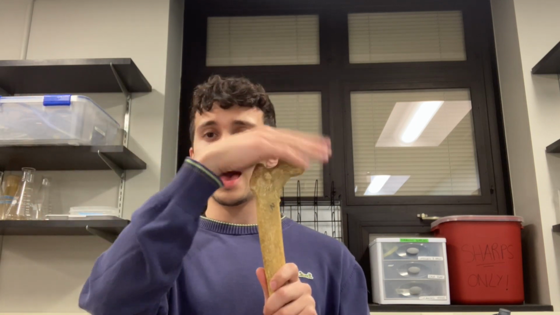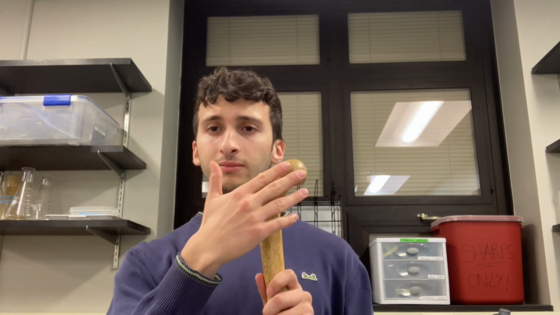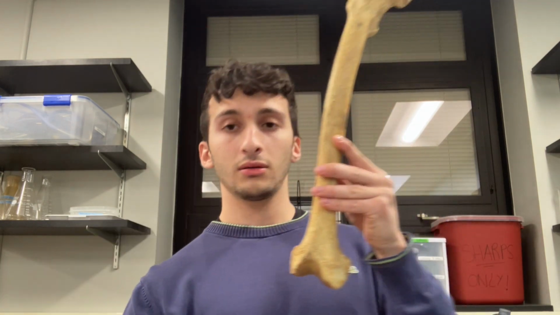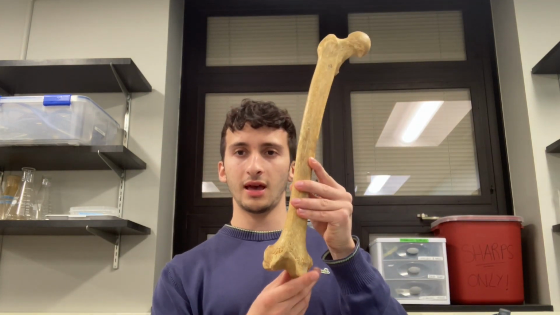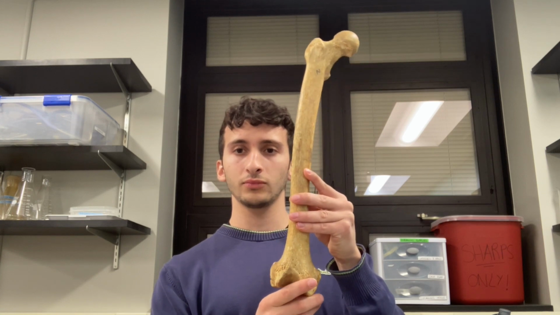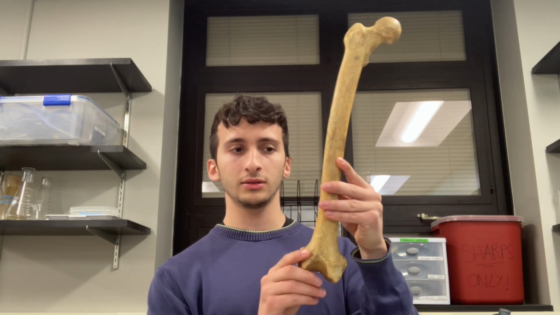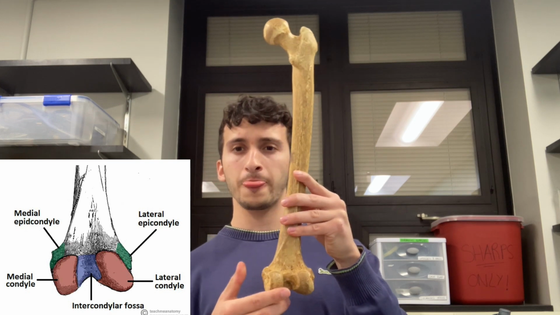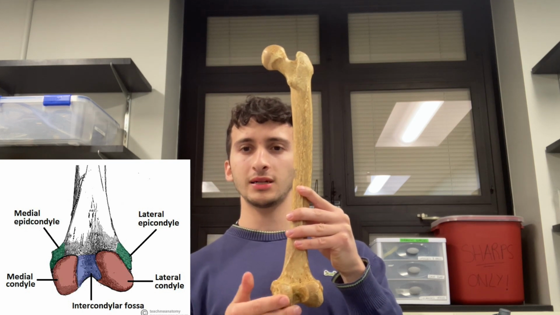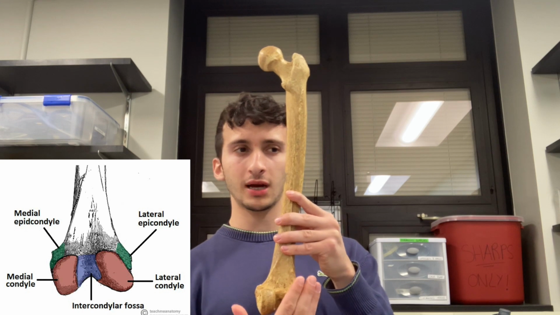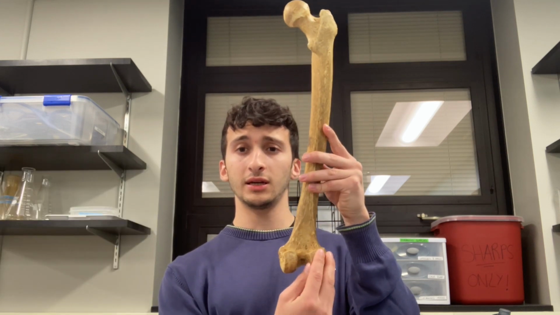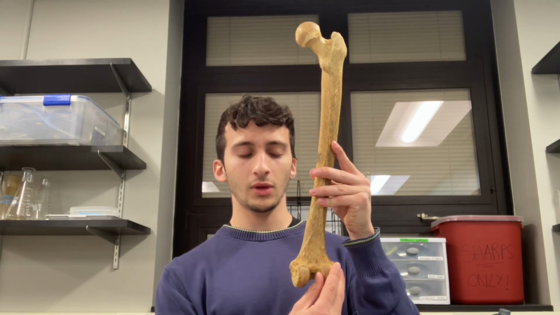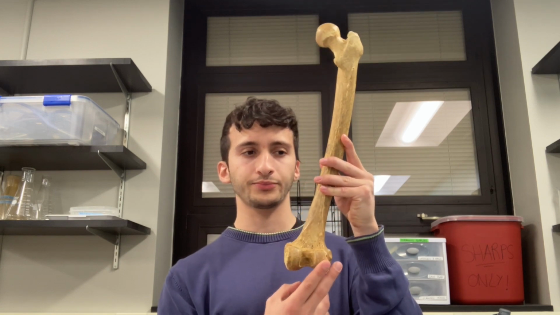You should know that the head always points medially. It's going medially into the acetabulum. That makes it easy because you know that this then is the medial condyle, and this would be the lateral condyle. You can see it really easily here. It articulates with the tibia distally, and it forms part of the knee joint.